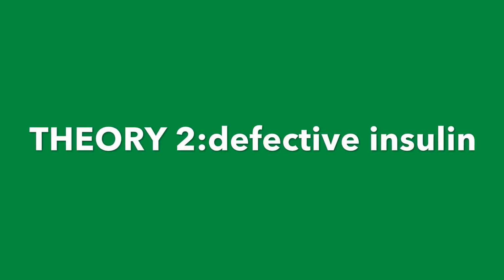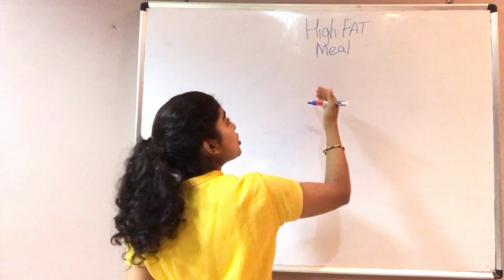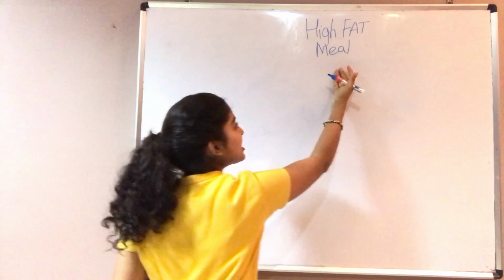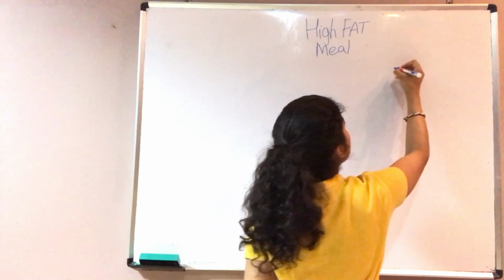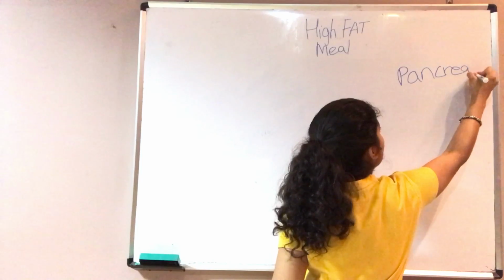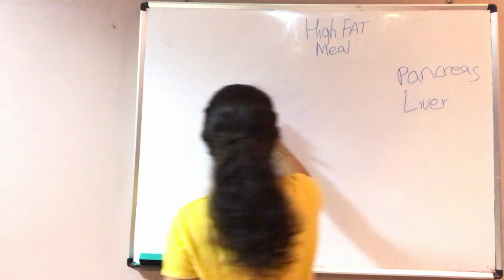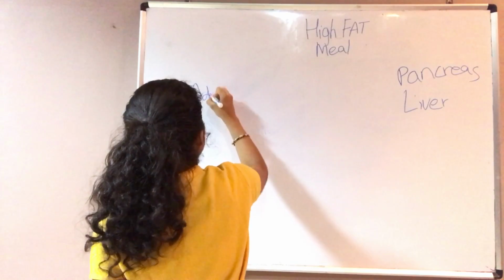The second theory to explain insulin resistance is defective insulin. So when you consume a high-fat meal, the first step is digesting the fat. And this is done by the pancreas, liver, and the adrenal glands.